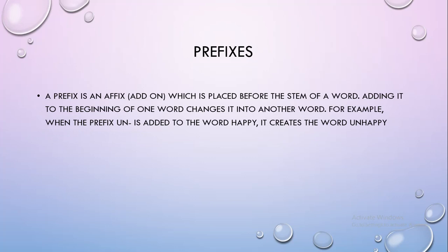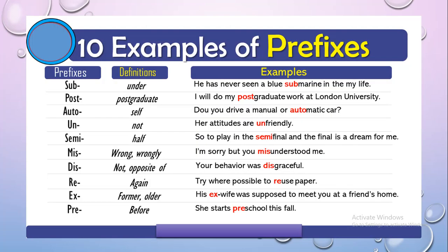Now what is a prefix? Well, a prefix is an affix. It means an add-on which is placed before the stem of a word. Adding it to the beginning of one word changes it into another word. For example, when the prefix un is added to the word happy, it creates the word unhappy. So there are a few examples of prefix.